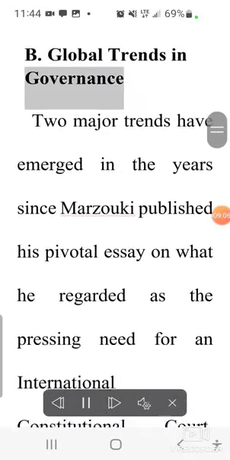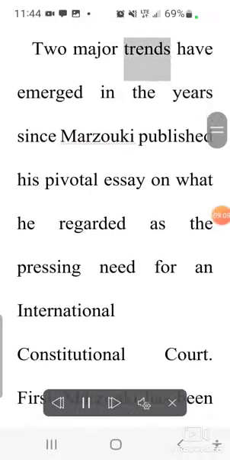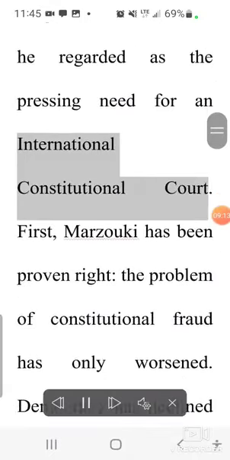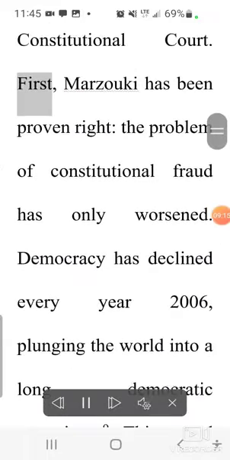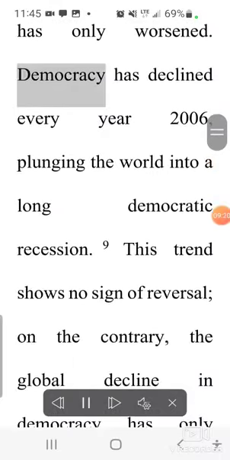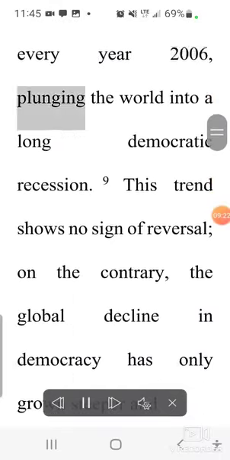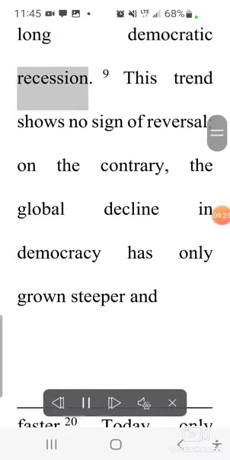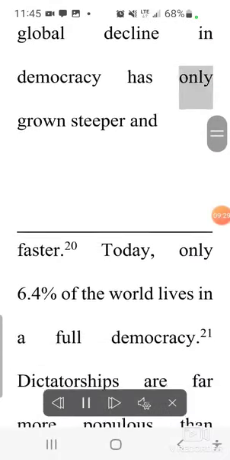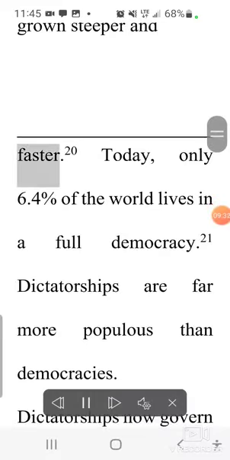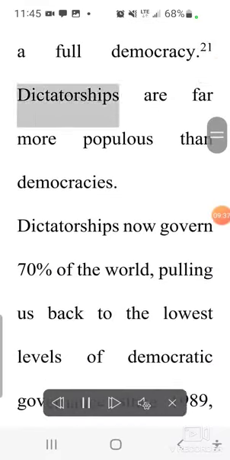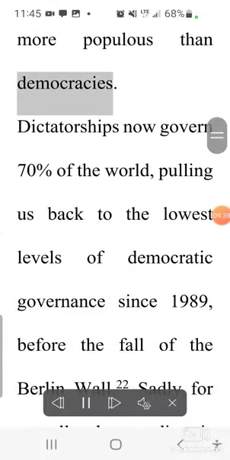B. Global trends in governance. Two major trends have emerged in the years since Marzouki published his pivotal essay on what he regarded as the pressing need for an international constitutional court. First, Marzouki has been proven right: the problem of constitutional fraud has only worsened. Democracy has declined every year since 2006, plunging the world into a long democratic recession. This trend shows no sign of reversal. On the contrary, the global decline in democracy has only grown steeper and faster. Today, only 6.4% of the world lives in a full democracy. Dictatorships are far more populous than democracies.